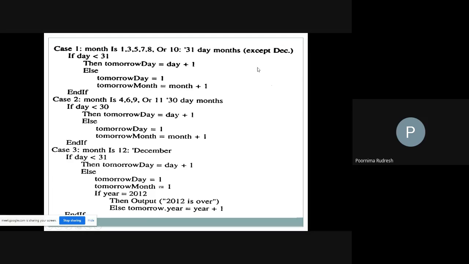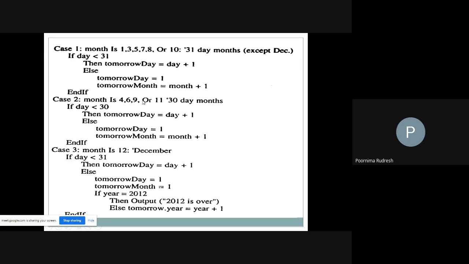Why? Because in the December month, if we increase the day by 1, suppose we are at 31st December, then the next day becomes January 1st, and the year is also incremented. So for that, a separate condition is defined. So for the first case, we are considering the months January, March, May, July, August, and October. And for December, we have defined a separate case.